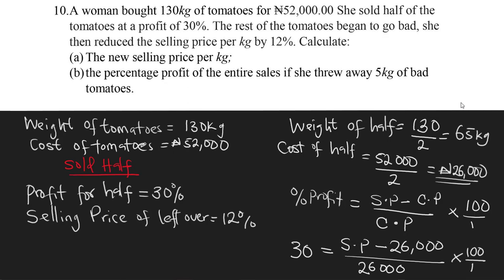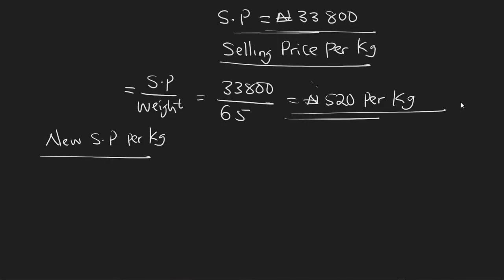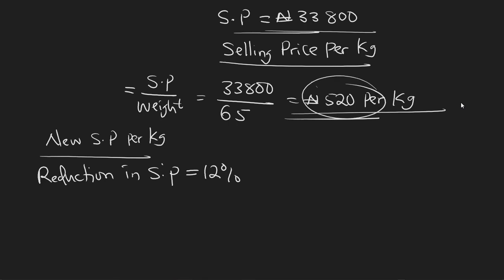Remember in the question it says that the rest of the tomatoes began to go bad and she had to reduce it by 12%, right? That's 12% per kg. So now we're going to use this 12%. We're going to say reduction in selling price is equal to 12%. And what's the meaning of 12%? 12% of this new selling price, right? So 12% of what we've calculated here, that's 520.